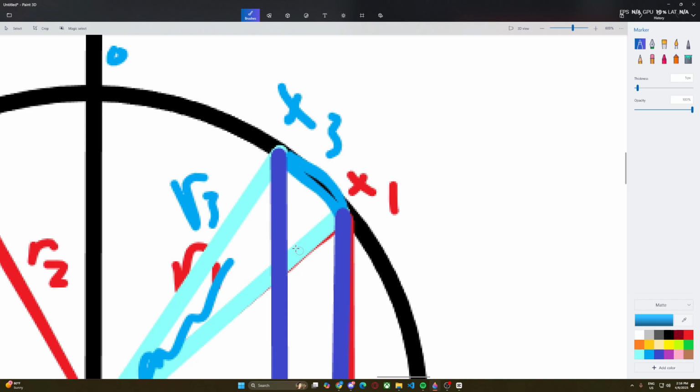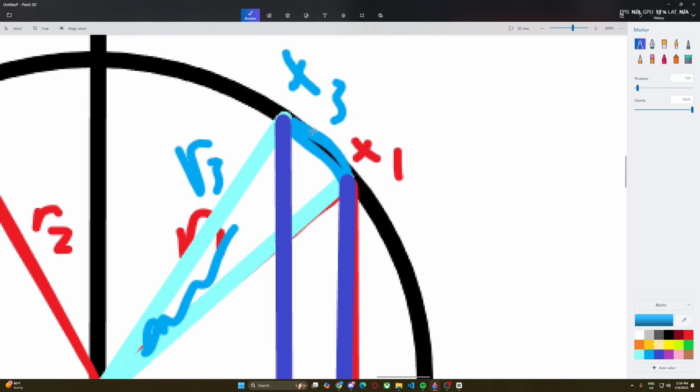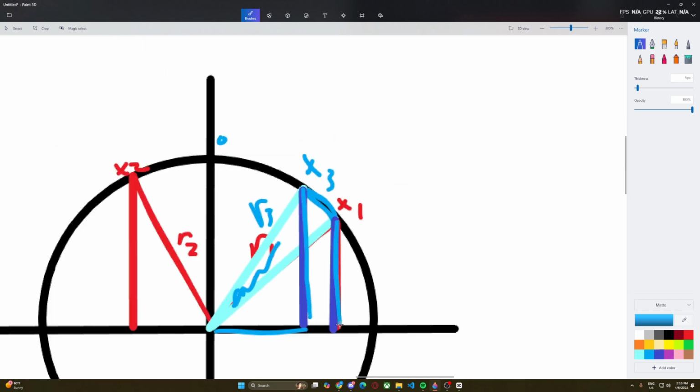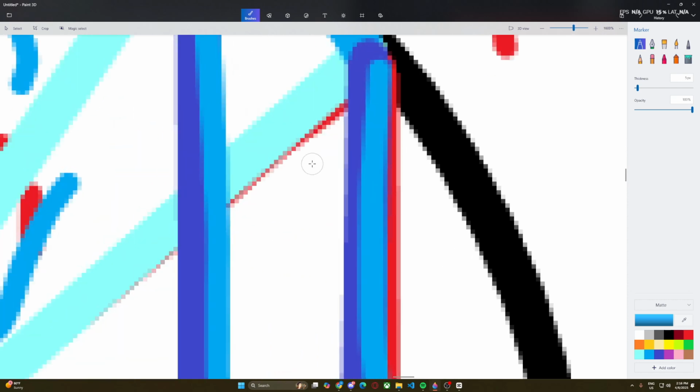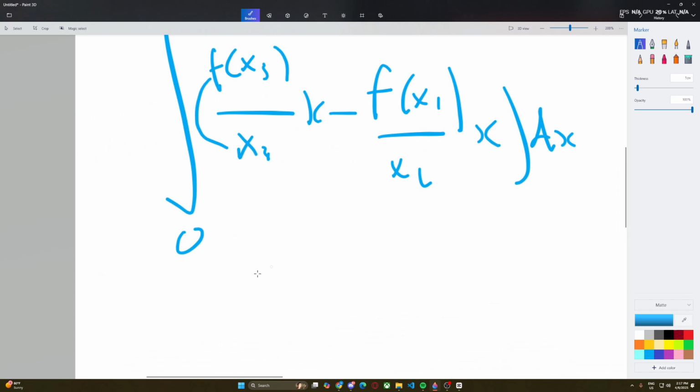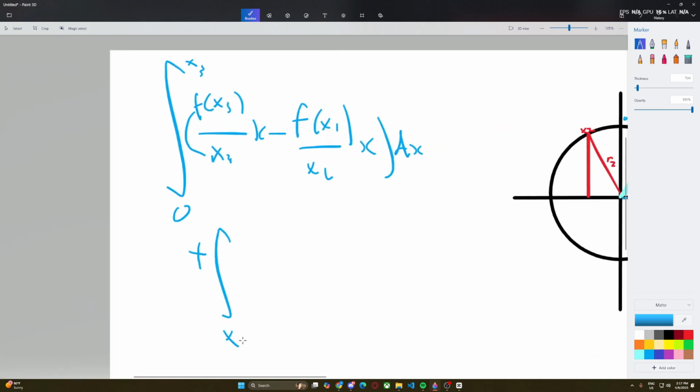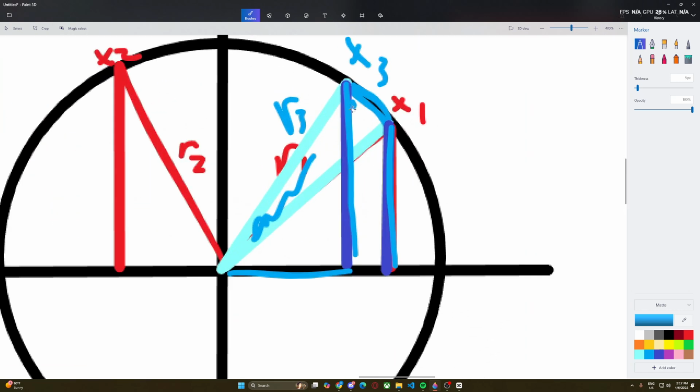Now we have to get this portion right here, and as we can see, these two lines are from x1 to x3, and the only functions that bound the area between here are the circle function and the line of x, or R1. So what we're doing for this is plus the integral from x3 to x1, and we're getting the area from here to here.